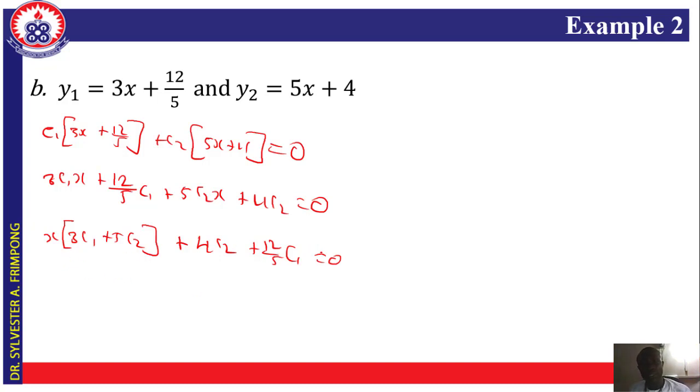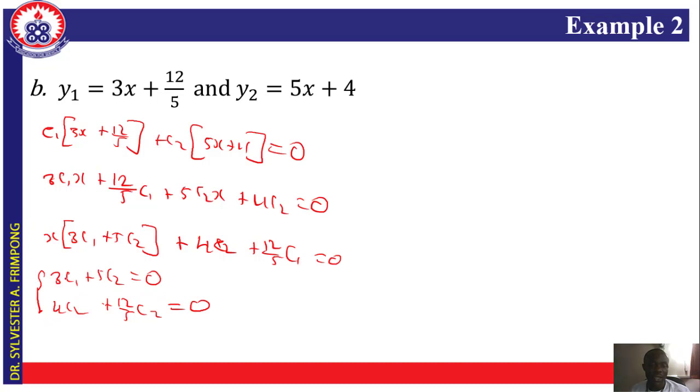So with this, we just want to do a comparison of coefficients. You can see that on this side here, everything is 0, so it means that there's nothing multiplied by x. That means 3c1 plus 5c2 is equal to 0. And this side too is a constant, and everything here is 0. So that means 4c2 plus 12 over 5 c1 is going to give us 0. So we need to solve these two equations simultaneously.